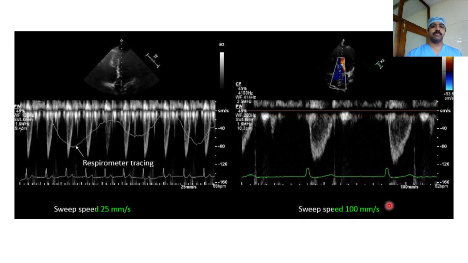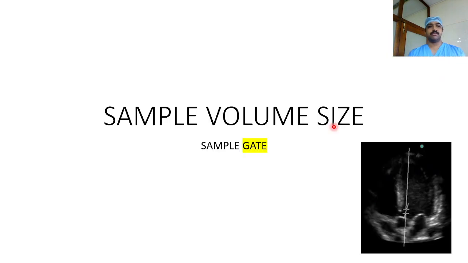So here the sweep speed is kept at 100 mm per second, so there are only 3 complexes here, whereas here the sweep speed is 25 mm per second. We are getting more complexes, more spectral complexes we are able to see. So that is the advantage of adjusting the sweep speed. To get a clearer image, you need to increase the sweep speed. Less complex, one or two complex. So that is sweep speed.